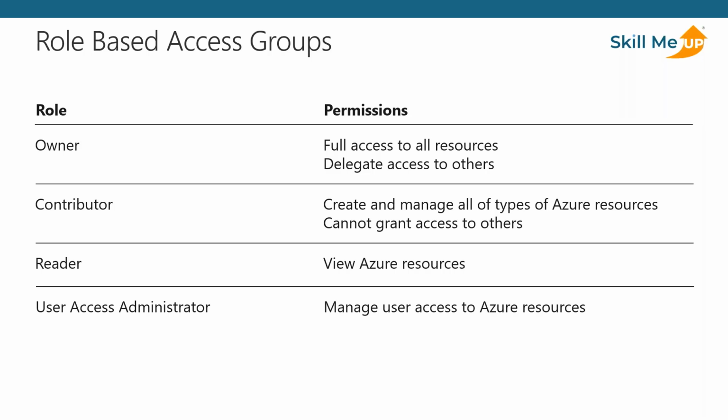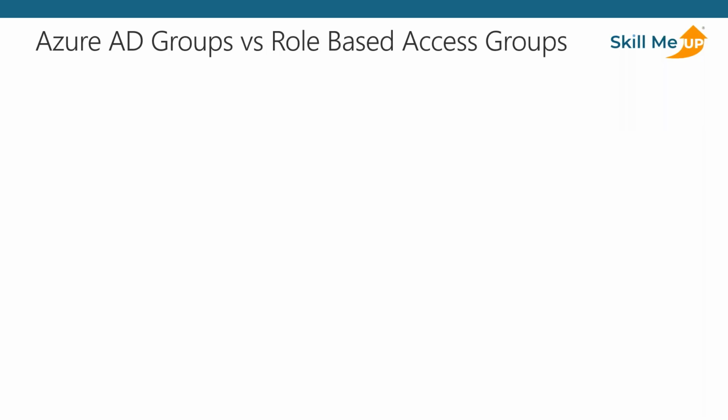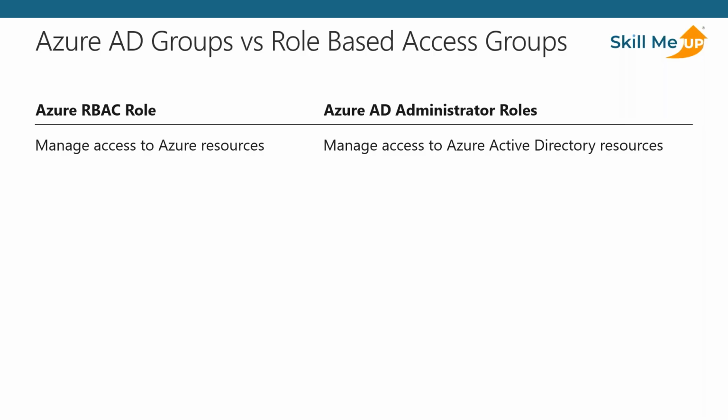Now, you might wonder why we're talking about Azure resources versus Microsoft 365, and that's because they effectively are one and the same. Azure Active Directory is governed by RBAC too, which would be an Azure resource. So at a high level, Azure RBAC roles control permissions to manage Azure resources, while Azure AD administrator roles control permissions to manage Azure Active Directory resources. Now, if we just do a comparison between the two, if we look at the Azure RBAC role, we've got manage access to Azure resources, and then we've also got the Azure AD administrator roles can manage access to the AD roles.